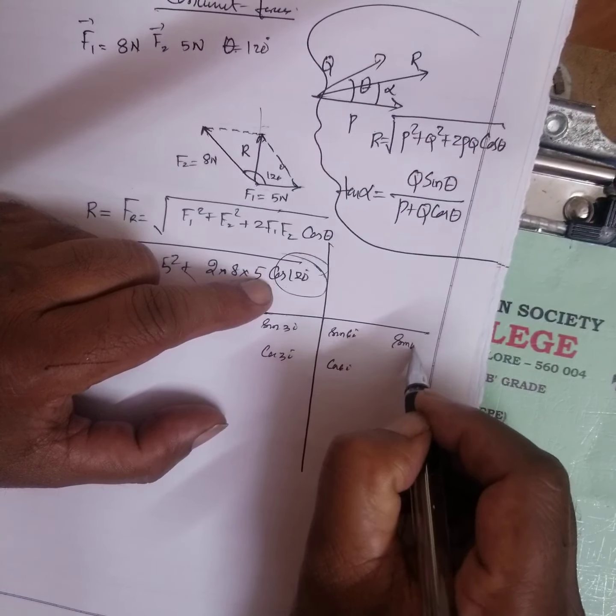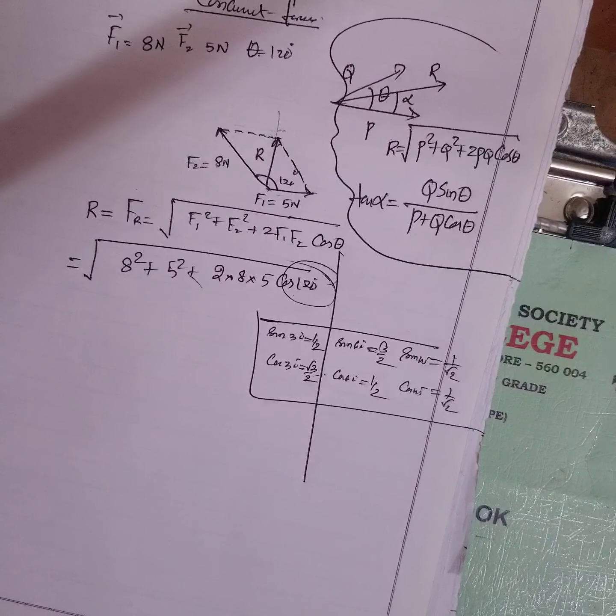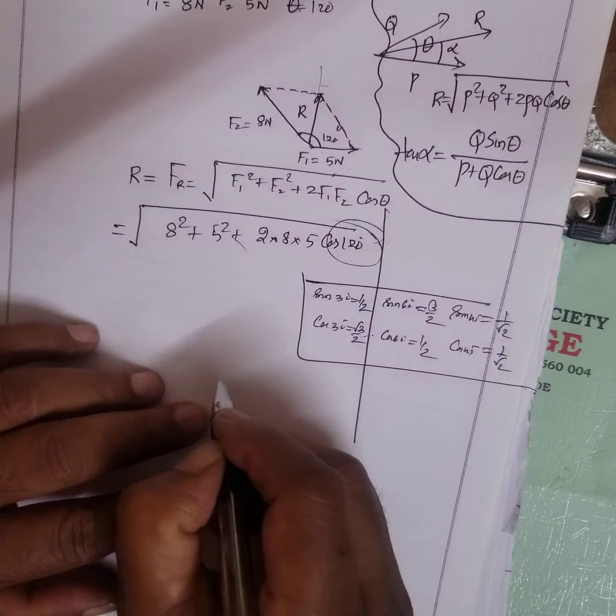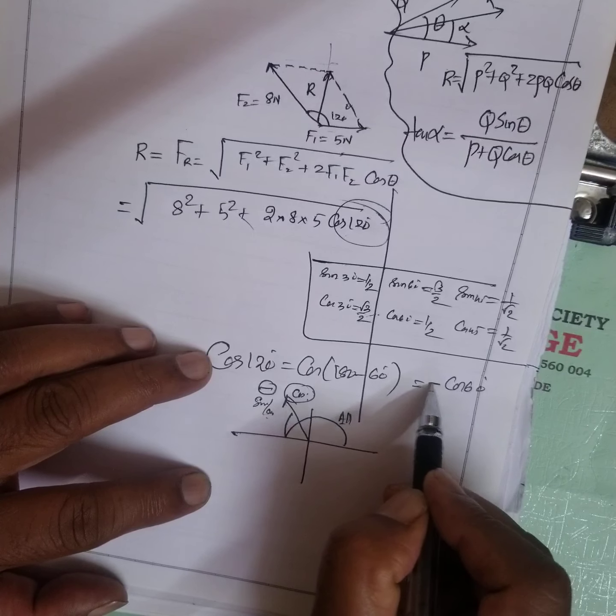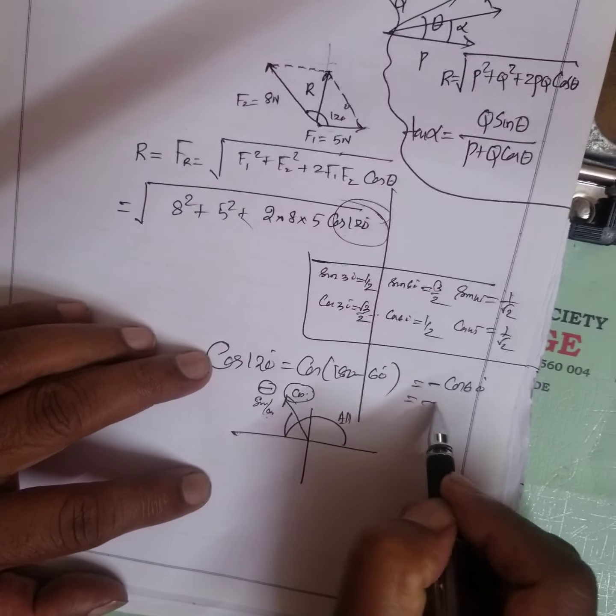Next, cos 120. Cos 120 can be written as cos 180 minus 60. Cos is in the second quadrant. In the first quadrant all are positive. In the second quadrant sin and cosecant are positive, and cos is negative. Therefore you write cos 60 only, with a minus sign because it is in the second quadrant. Then cos 60 is half.